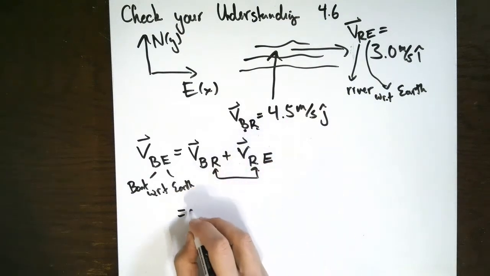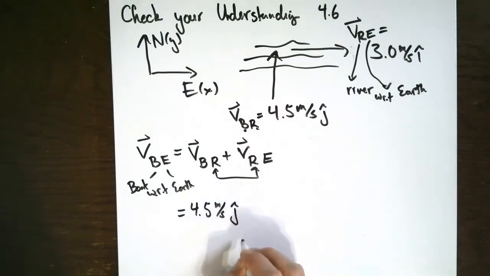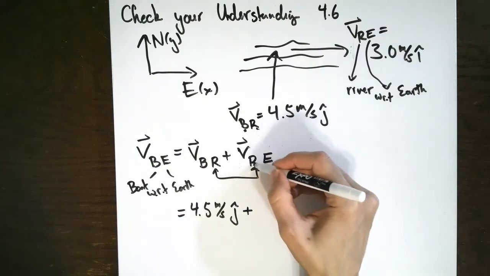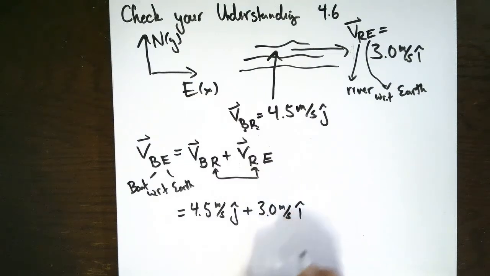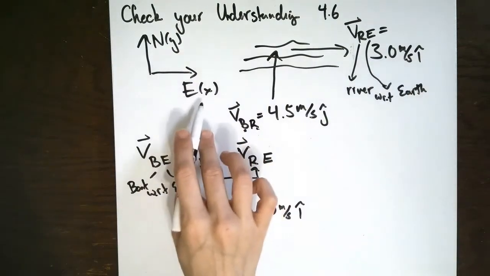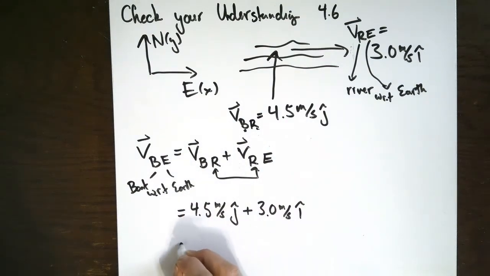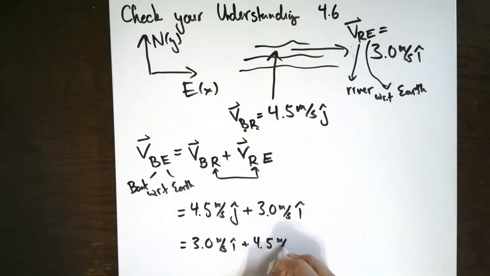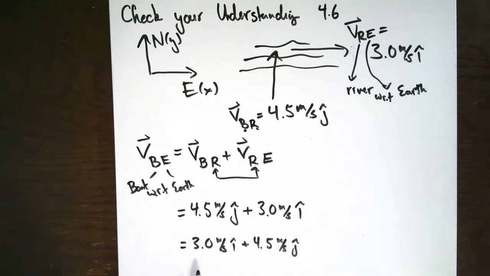So boat with respect to the river, that is 4.5 meters per second in the j hat direction, or north, how we set up the axes. And then the river with respect to Earth, that is 3.0 meters per second in the i hat direction, or east. Of course, usually we put the i hat stuff first, so let's rewrite that. And there we go. That would be the velocity of the boat with respect to Earth in component form.